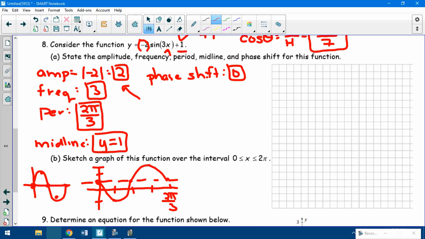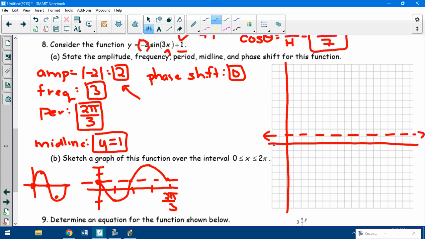Now graphing it between 0 and 2 pi is a little trickier. So the thing you have to remember if you're doing this is you're still going to have your midline at y equals 1. So put that in. You're definitely going to start on the midline because there's no phase shift, and I'm not going to make you graph a phase shift, so that's that. The thing you should remember is between 0 and 2 pi, that's the number that matters. There's 3 cycles between 0 and 2 pi. Remember, frequency means number of cycles specifically between 0 and 2 pi.